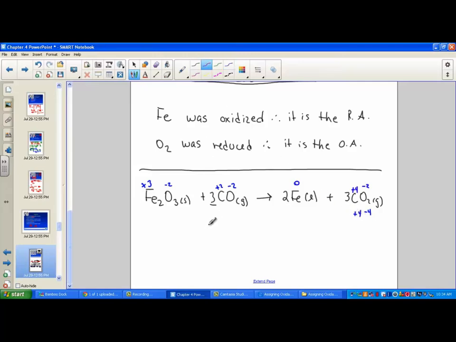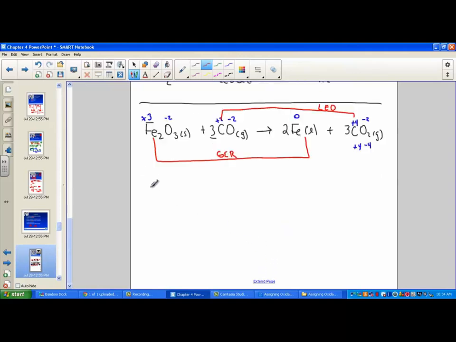Stand back and look. What's changed in the charges? I noticed iron went from a +3 to a 0. It's going down on the number line. It is getting reduced. Grr, gaining electrons, making it become more negative. Carbon started at +2 and went to a +4. That's becoming more positive. Losing electrons is oxidation, making the element become more positive. So identify what was oxidized and what was reduced.